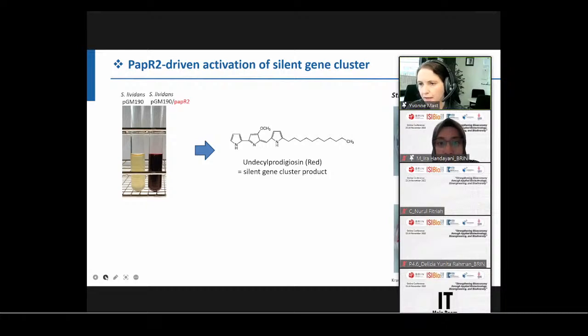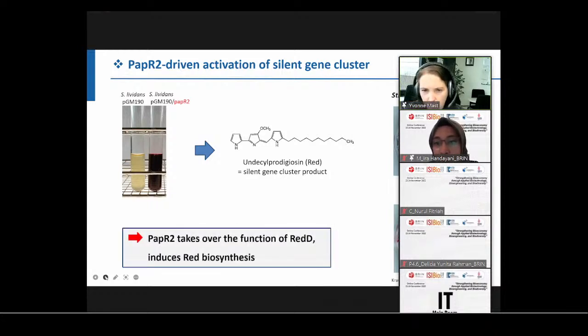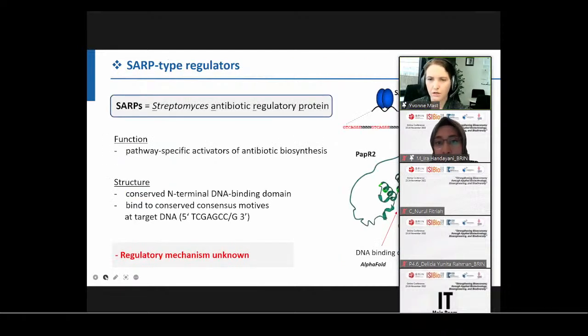And therefore, we speculated that PAPR2 takes over the function of RED-D and leads to the activation of this silent undecylprodigiosin biosynthesis in Streptomyces lividans. And we also later on could show that on the molecular level. So I'm really sorry that it's hanging, but this is what is shown in here.